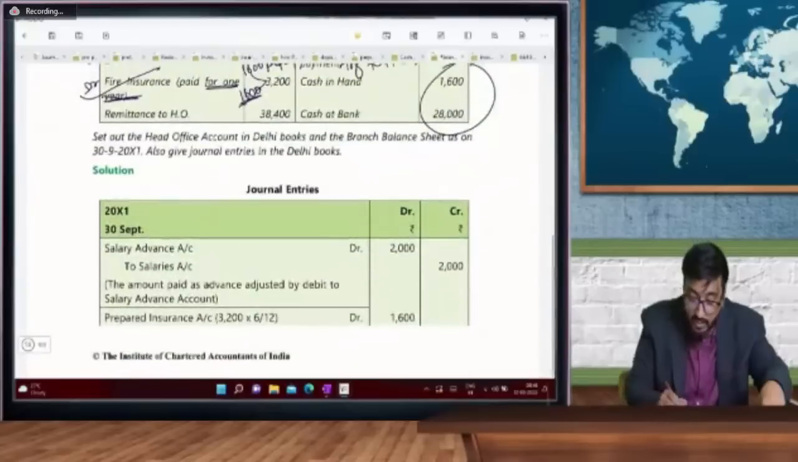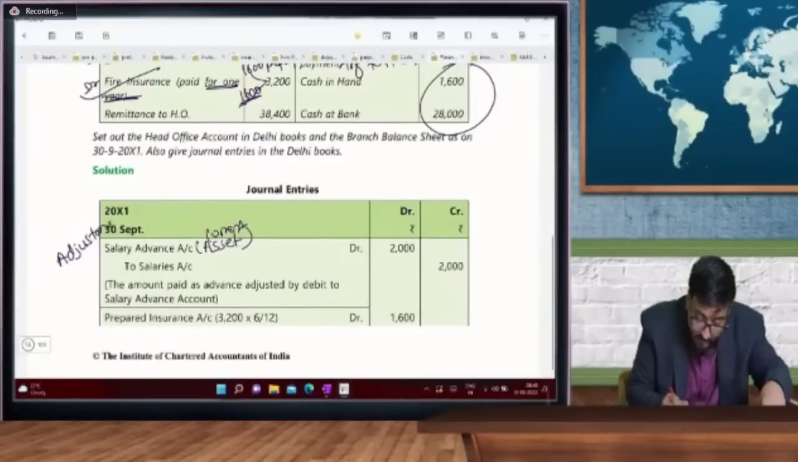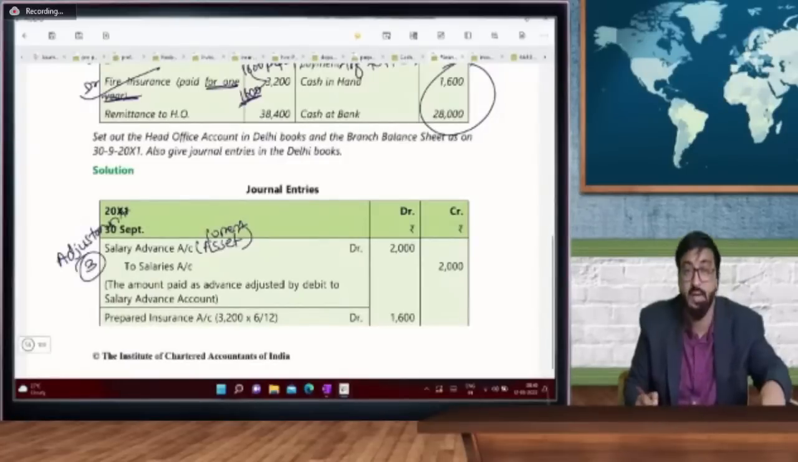Prepaid salary to salary. See, prepaid salary is an asset, a current asset, and the salary balance we are going to transfer. So this is an adjustment entry. This is your third entry. This is called an adjustment entry. So the adjustment entry, you pass it in the final accounts also.